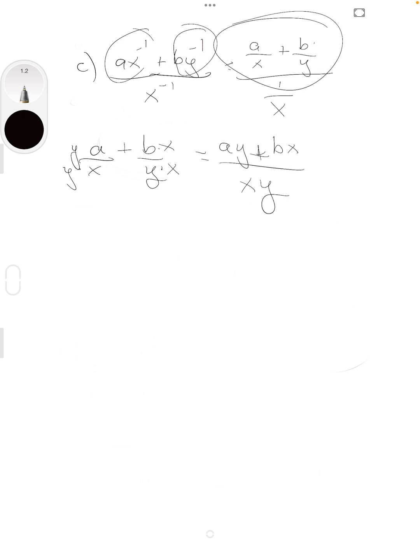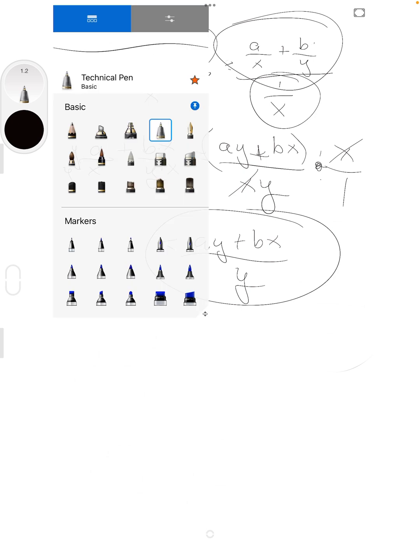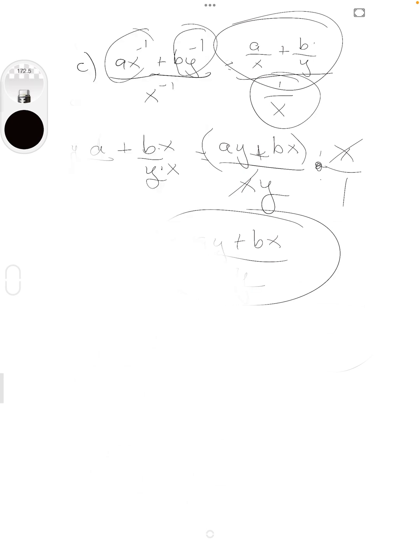That's divided by this, or times the reciprocal of that. So I have this thing, and these x's will cancel. So I end up with ay plus bx over y times 1. That's the answer. That's how you do it. Go back over that if I went too fast, but that's the deal. Okay, next.